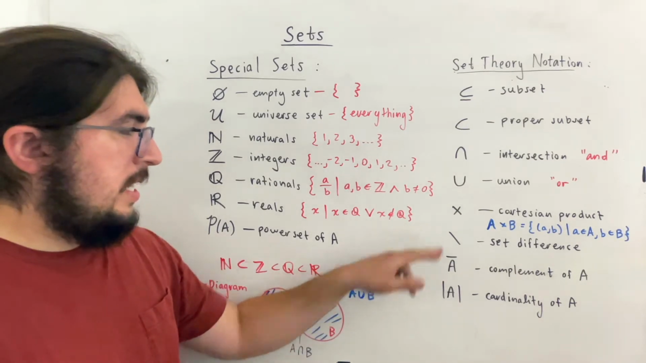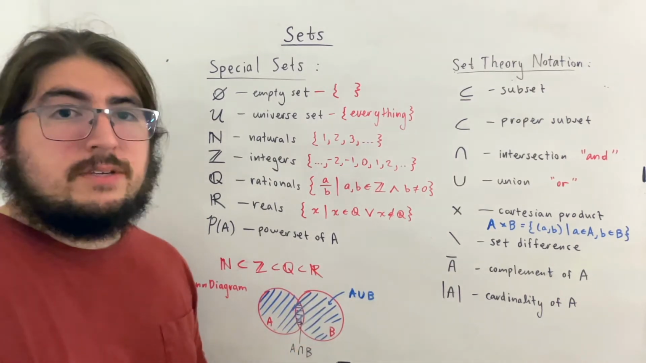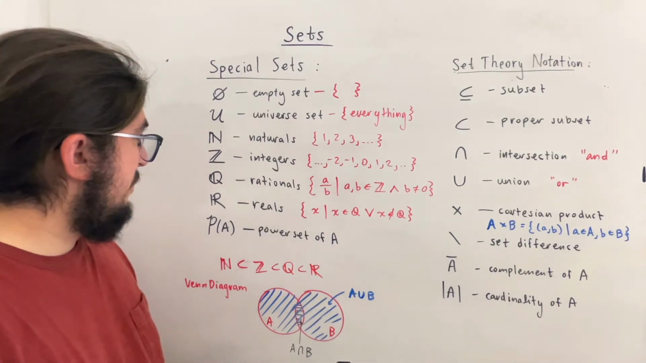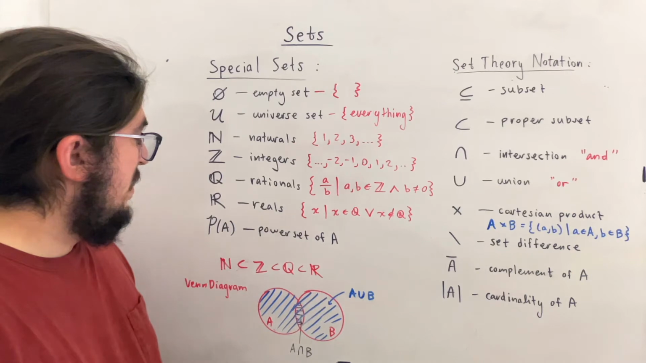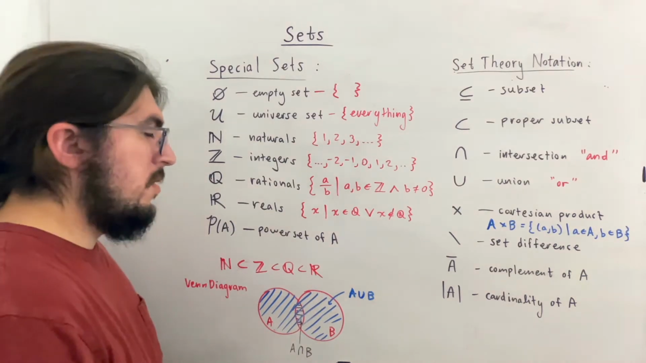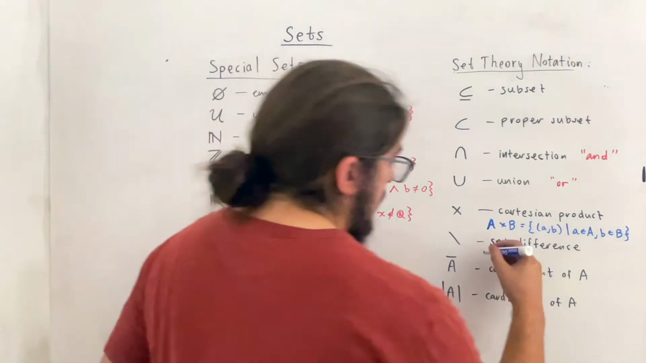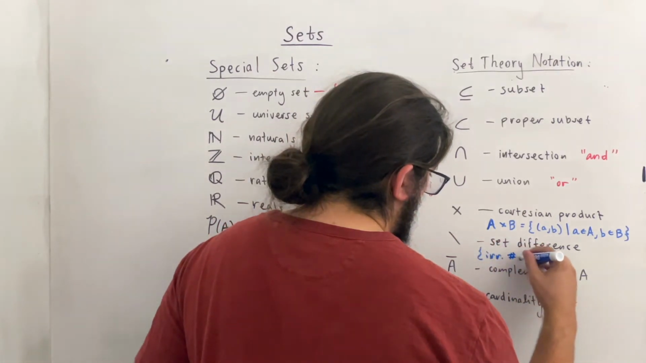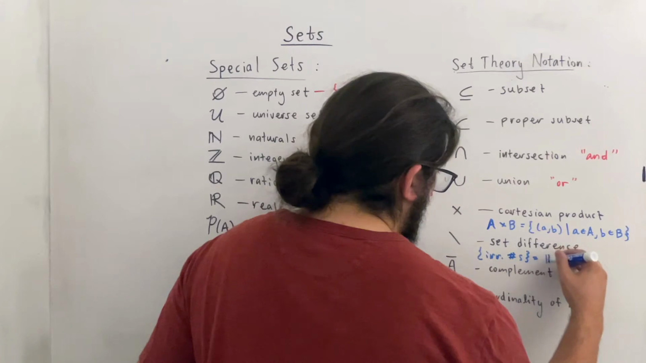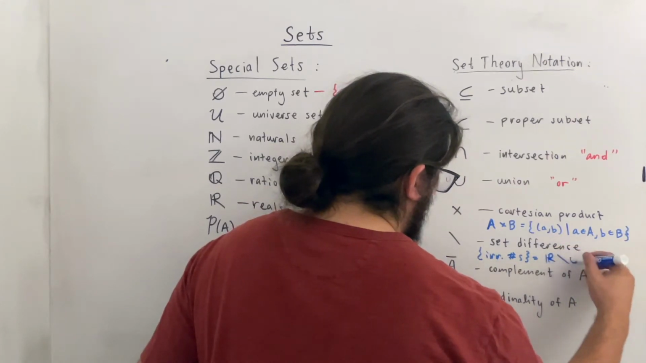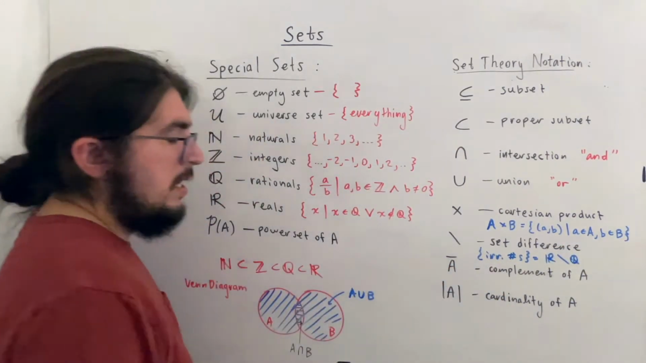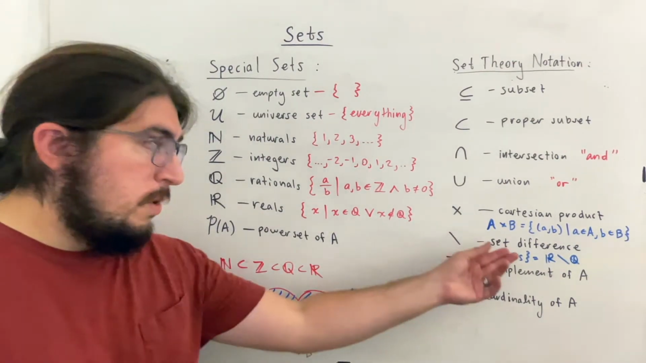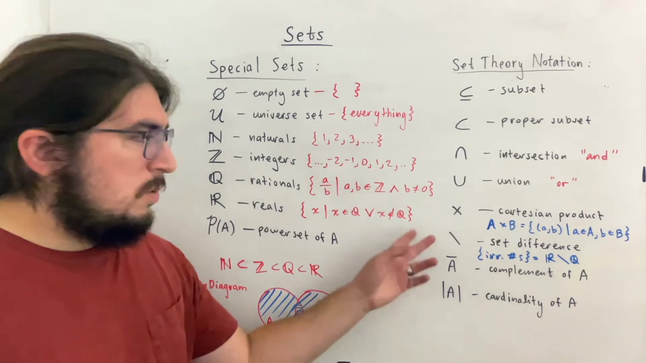Right. Set difference is a set without another set. So, like, for example, trying to think of, well, here's an okay example. The set of irrational numbers can be defined to be the set of real numbers without the rationals. So it's the set difference of the reals and the rationals, meaning everything that's in the reals that's not rational. So that's what set difference means.